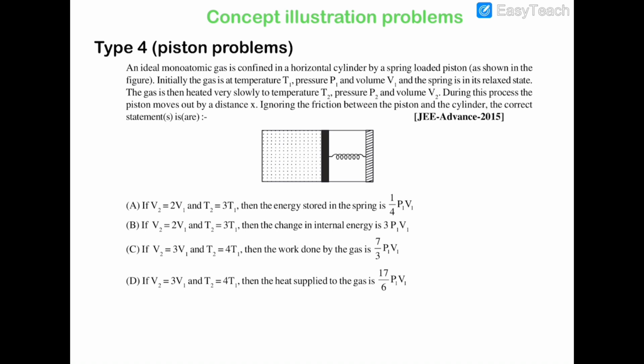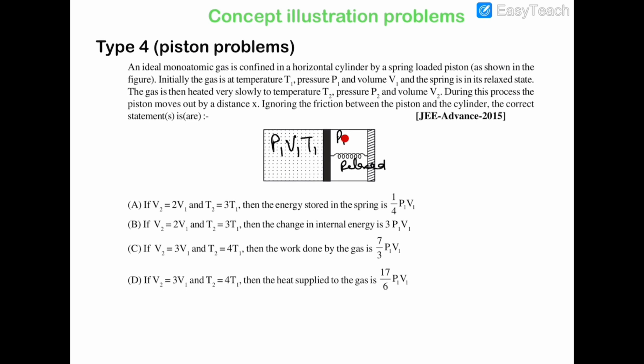Now we can see the situation: the initial pressure is P1, volume is V1 and temperature is T1, and the spring was in a relaxed state, then obviously the pressure of the gas would be the same as the air pressure on this side, because this piston is in equilibrium and this spring is relaxed. Therefore the air pressure on this side and the pressure of the gas would be the same initially.